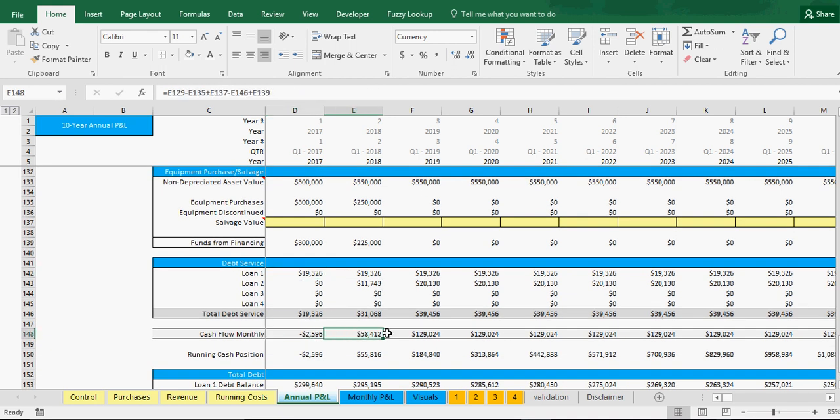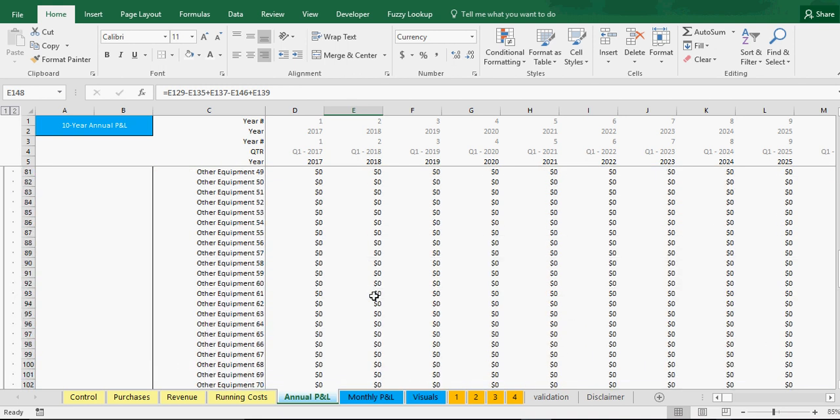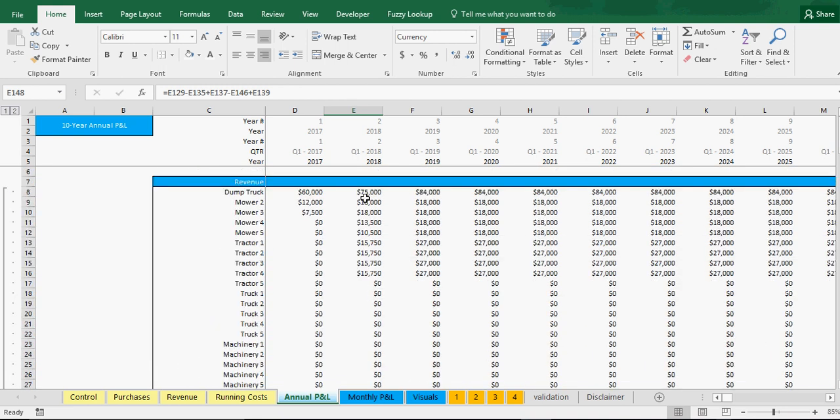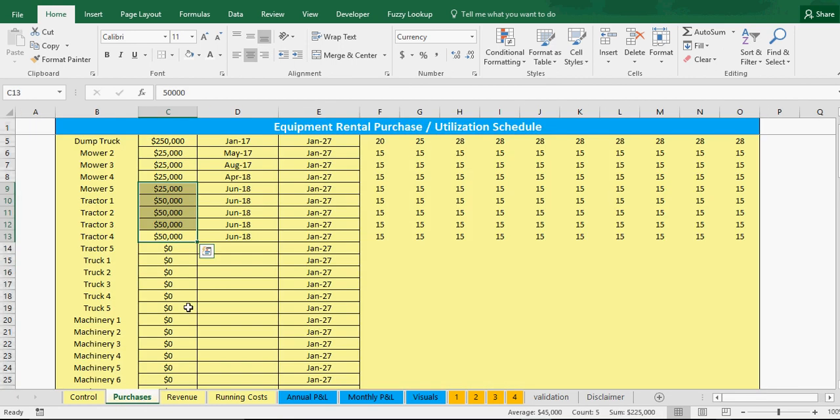Now the next month, you've got a little bit more revenue, 114,000, because we've now started a couple more pieces of equipment. Again, these are only half utilized at the prices I set it at. 100 bucks, like you remember we did 100 bucks, 150, and we only utilized all these for half of a month.